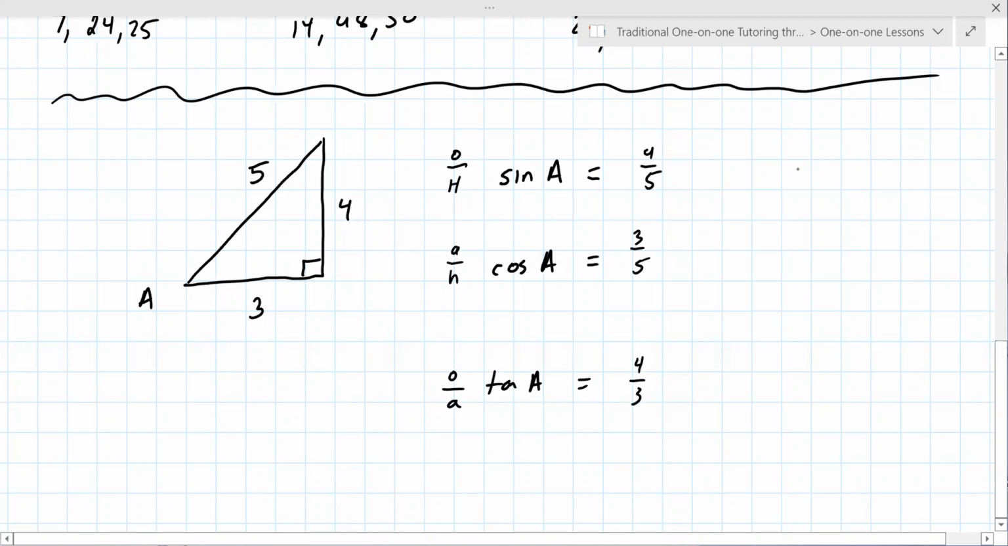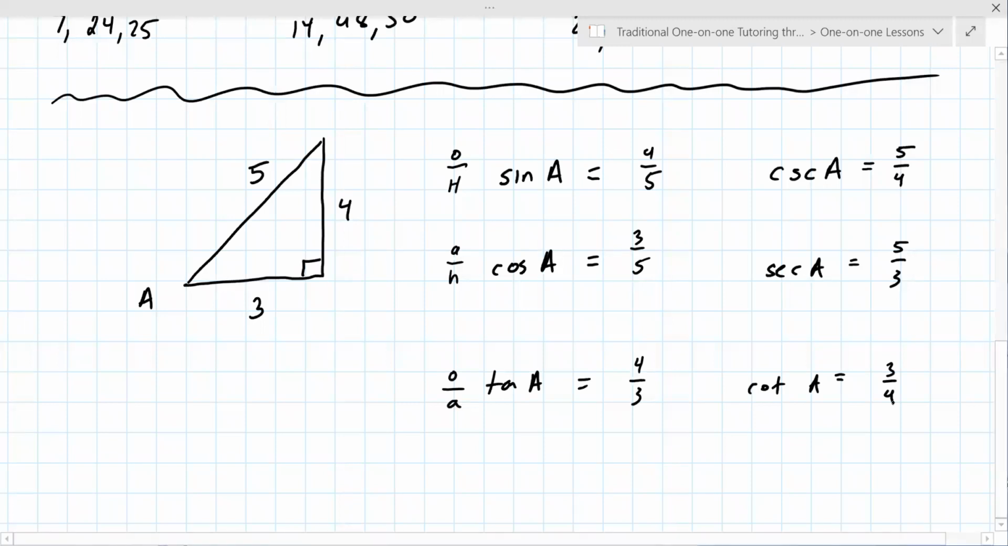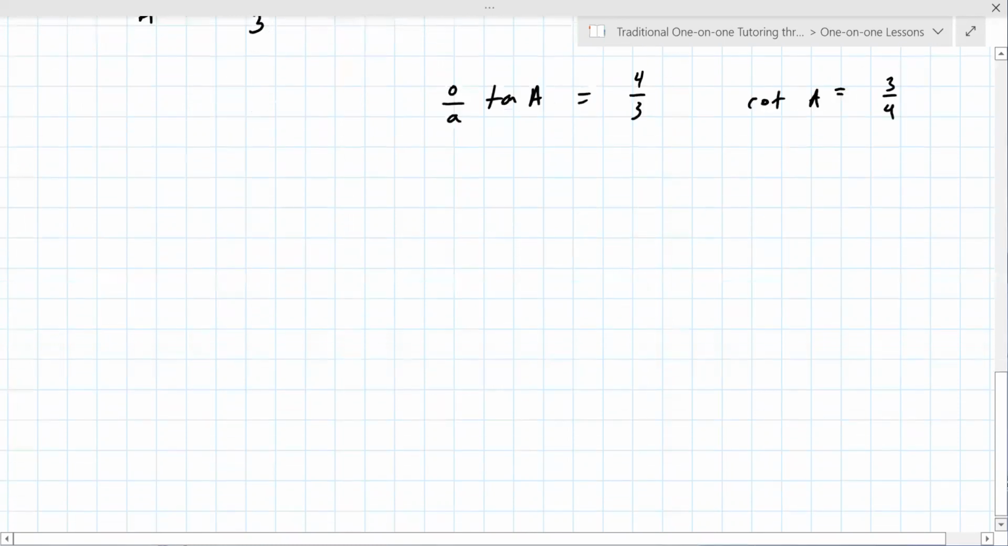Now there are 3 other trig functions that you might see. There's cosecant, which is the reciprocal of sine. There's secant, which is the reciprocal of cosine, so it's the flip of it. And then there's cotangent, which is the reciprocal of tangent. This would have been covered in geometry, maybe again in algebra 2, not sure. Does this look familiar to you? Yeah, a little bit. Okay, we'll go through it slowly here.